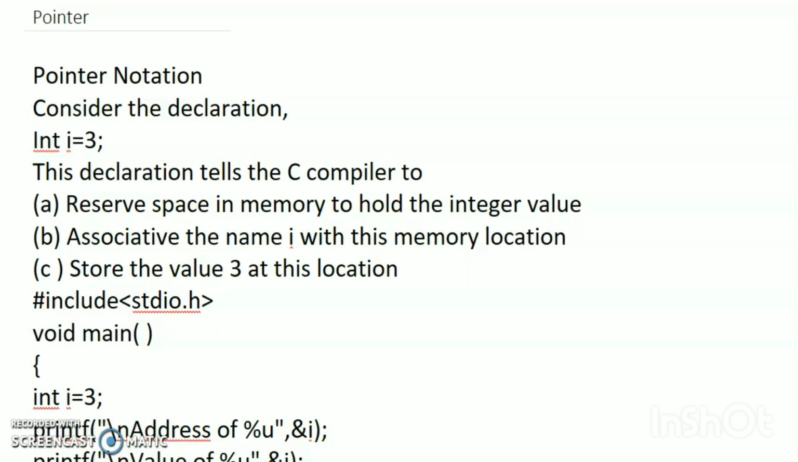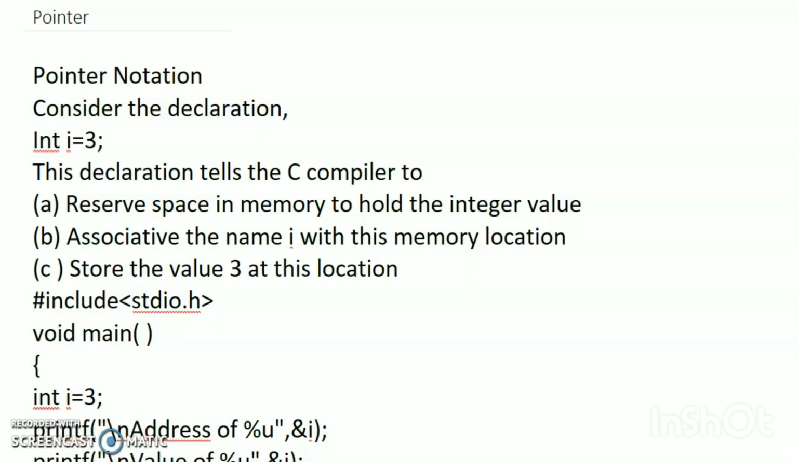This declaration tells the C compiler to reserve space in memory to hold the integer value, associate the name i with the memory location, and store the value 3 at this location.